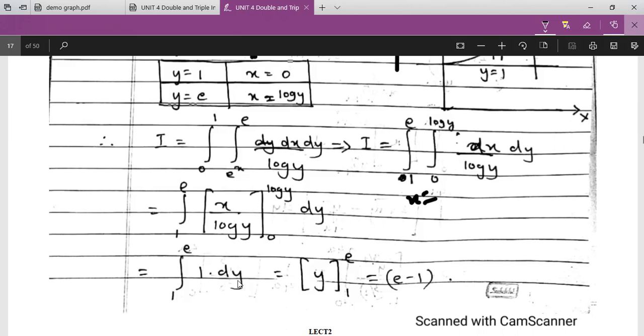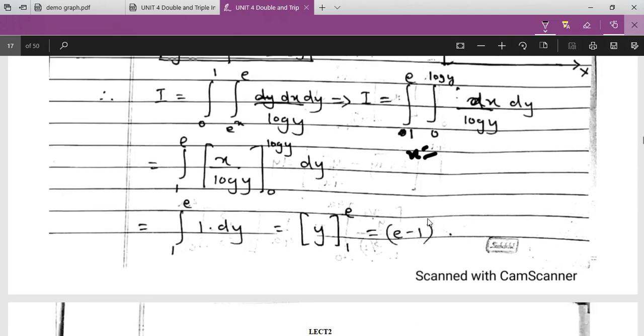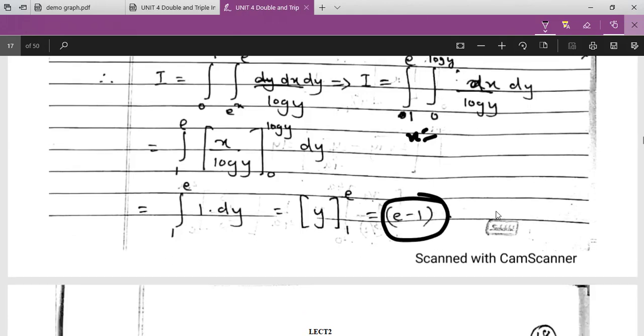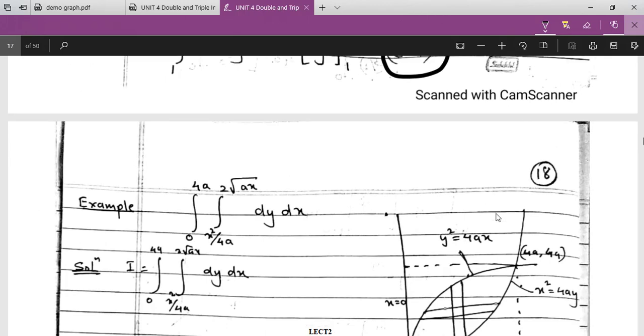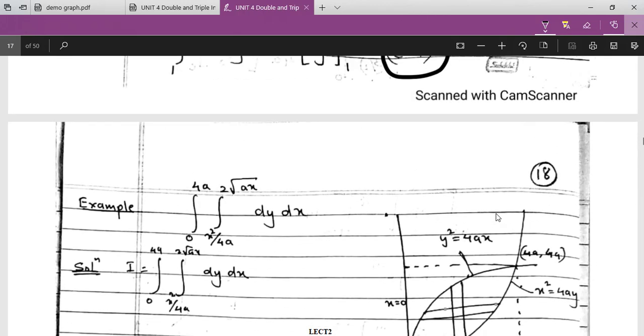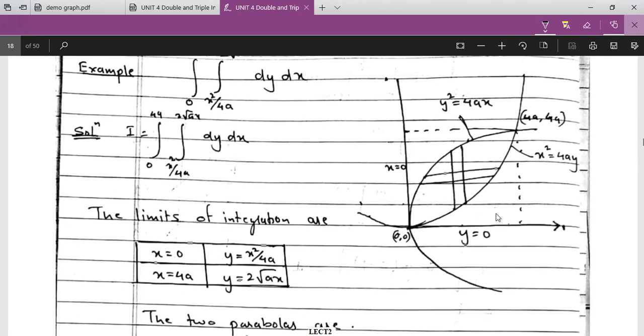Then if I integrate this with respect to y, it will be y over 1 to e, which is equal to upper limit minus lower limit. So your answer is e minus 1. Getting? Yes. Okay, fine. Now let us see another example.